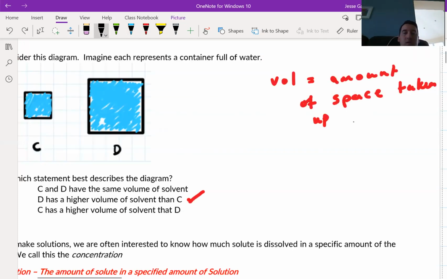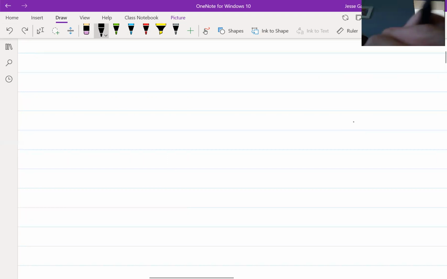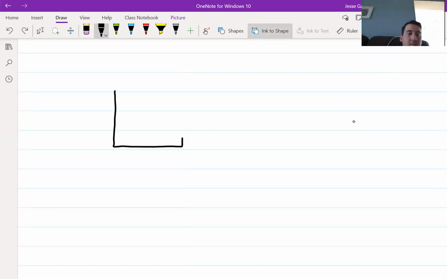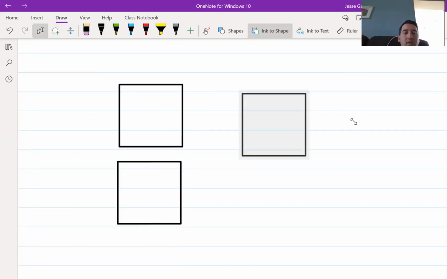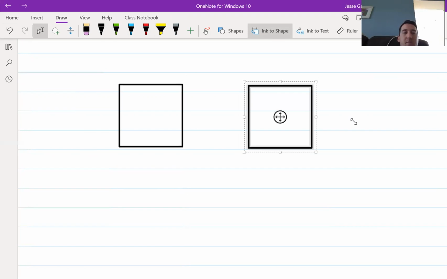Let's say I'm going to put ink to shape on this for a second here. I'm going to draw a volume. So there's a box. I'm going to copy that box so I know it's the exact same size. Okay. So we've got two solutions, two containers here. And the important thing to think about is that these have an equal volume. Equal volume means that it's the same amount of solution in them.